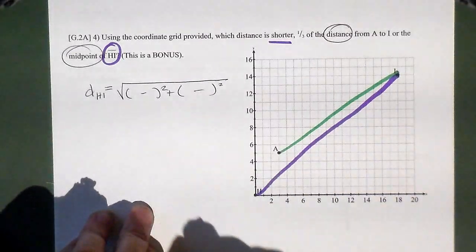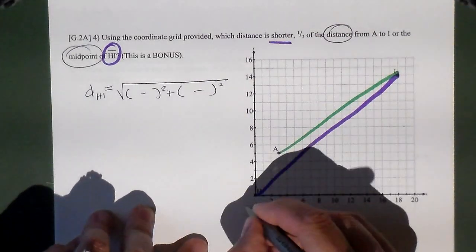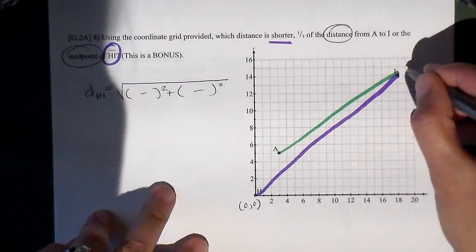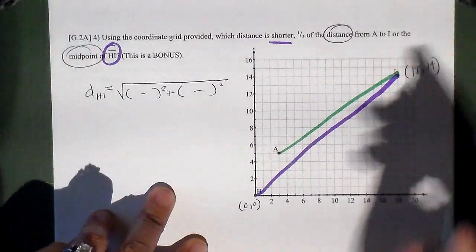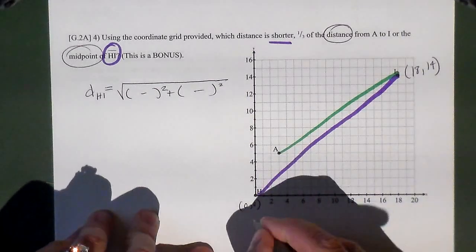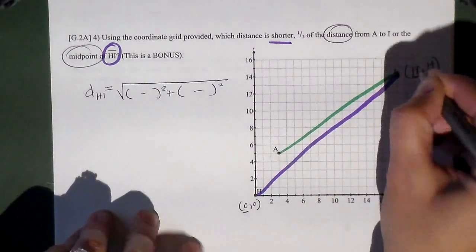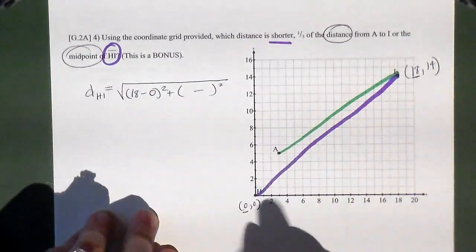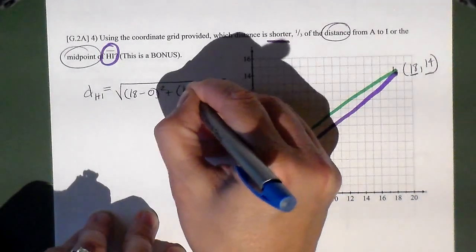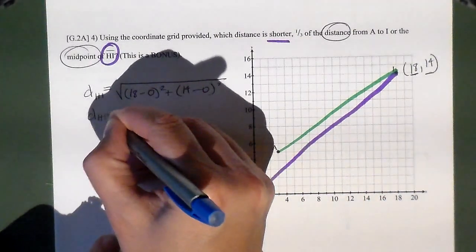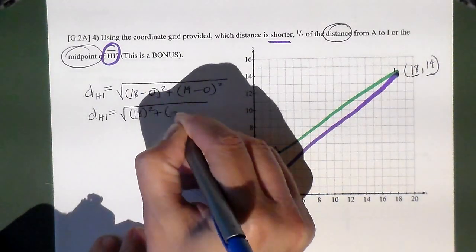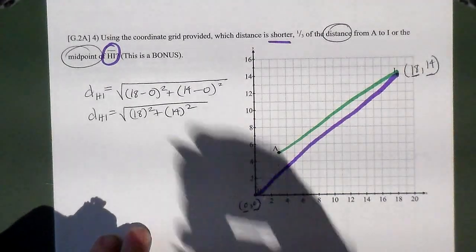So here's your distance formula. My coordinates for H and I: H is at 0, 0. I is at 18, 14. Okay, so let's find out how long this thing is. What are my two x's? 0 and 18, so 18 minus 0. What are my two y's? 14 and 0, so 14 minus 0. So the length of segment HI is the square root of 18 squared plus 14 squared.